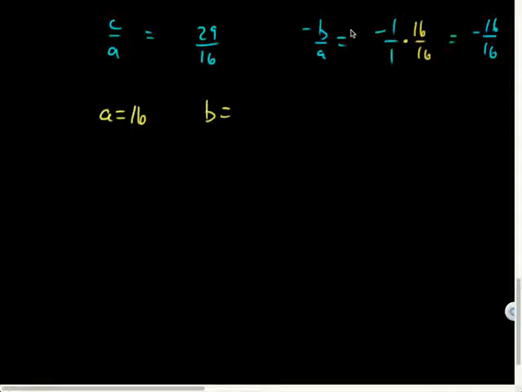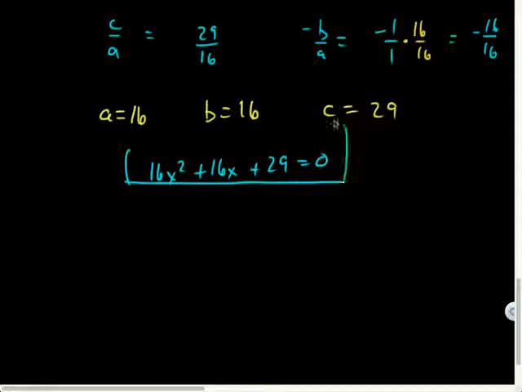So let's see. What would b equal? Well, the opposite of b is equal to negative 16. So b must be plain old vanilla 16. And c is equal to 29. So our answer is 16x squared plus 16x plus 29 equals 0. And that, I believe, is the smallest whole number, integer version of a quadratic. But like I said, any product of that would also work.